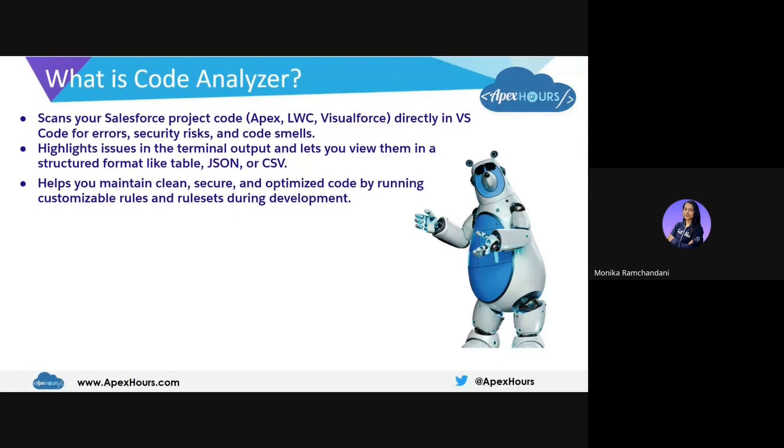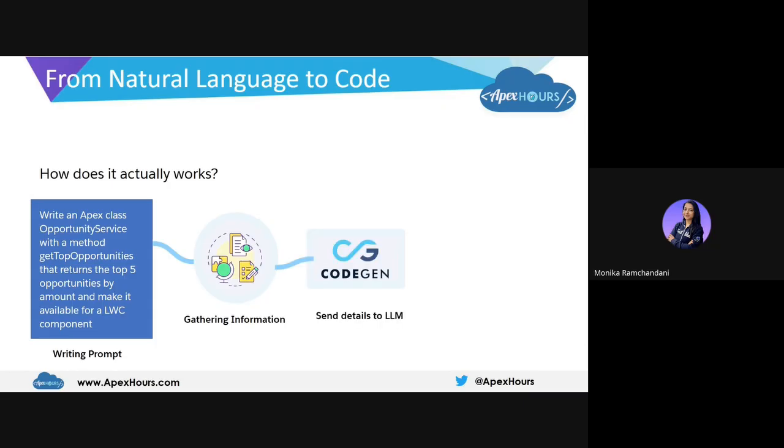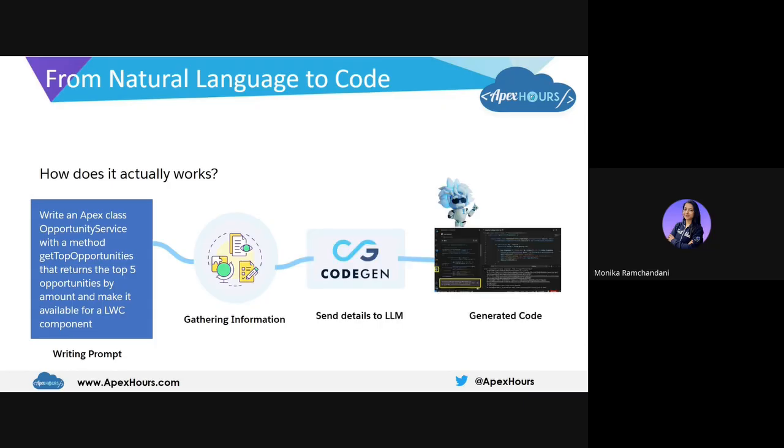Now, how all of this actually works, let me show you in a diagram. So in Agentforce, we write a prompt in natural human-like language. Like I have written here, write an Apex class OpportunityService with a method getTopOpportunities that returns the top 5 opportunities by amount and make it available for an LWC component. We have written this prompt. Once we click on enter, Agentforce and CodeGen LLM gather all the information. It is sent to the LLM. And then the LLM returns the result through Agentforce with the generated code that we need, like an Apex class. It will just give it to us.